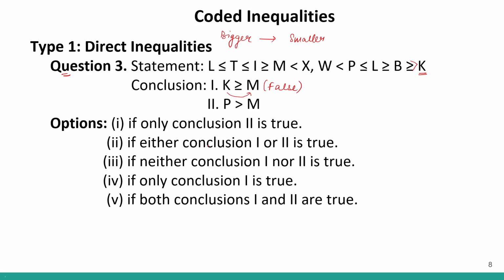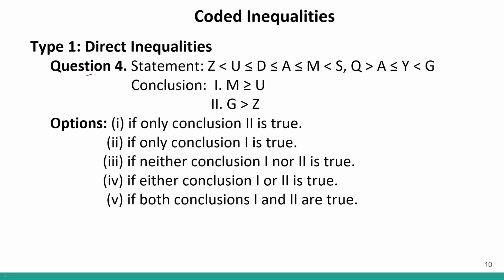This will be false. Now, second conclusion is P is greater to M. That means we will move from P to M. So if I move from P to M, I can see P over here. I can see relationship between P and W. And M is over here. So since I cannot see any relationship between W and M, therefore I cannot determine relationship between P and M. And if I cannot determine any relationship, that means this will be false also. So my answer will be that neither conclusion 1 nor conclusion 2 is true, which is given in option number 3. So option number 3 will be my answer. Clear?